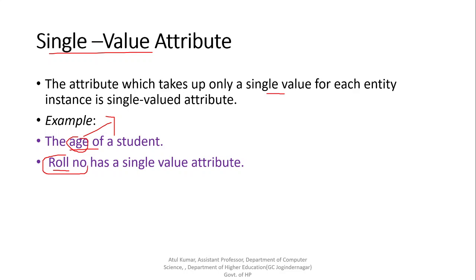Similarly, we have a roll number. Each student is assigned only a single roll number that uniquely identifies that student. So the roll number is also a single-valued attribute.